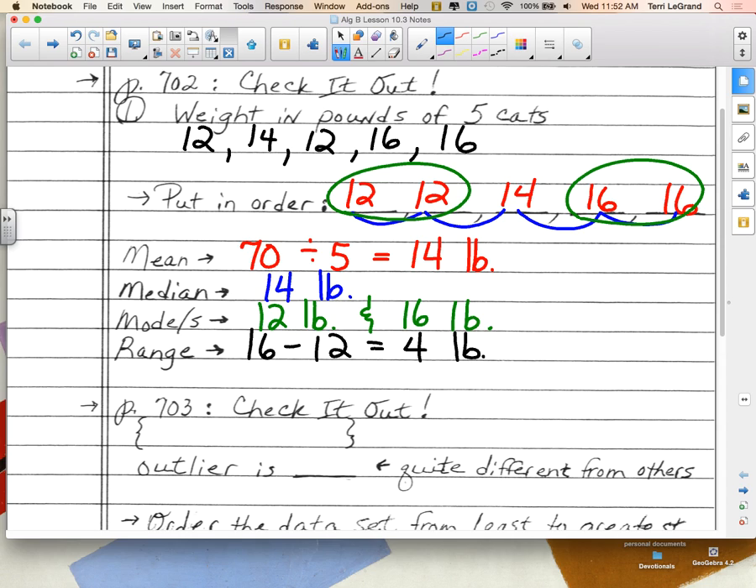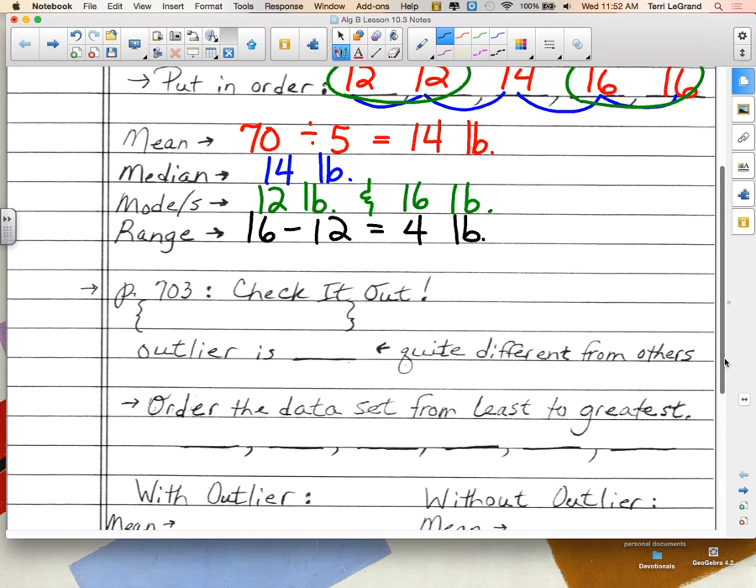So anybody unclear about what kind of work you need to show me? This is minimal. This is it right here. This is minimal work. Okay? Well, you know what? We need to understand that sometimes there's something called an outlier. Can anybody tell me what an outlier is? What does that mean? If I said to you, does this data set of cat weights have an outlier? What would I be really asking you?